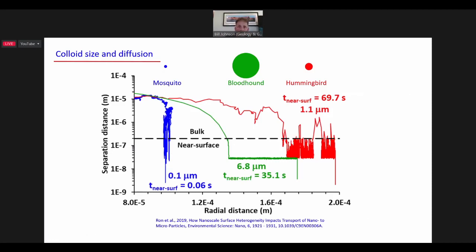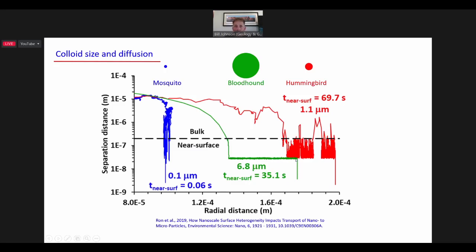In contrast, you take a much larger colloid, a 6.8 micron colloid, and that's shown in green. That one has much lower diffusion, thousands of times lower diffusion. So when it comes into proximity with a surface, it does not diffuse back and forth across a large range of separation distances. In fact, it basically sniffs along the surface like a bloodhound because it has low diffusion and it has a very strong secondary minimum. So it has strong van der Waals attraction holding it in association with the surface as it translates along that surface.